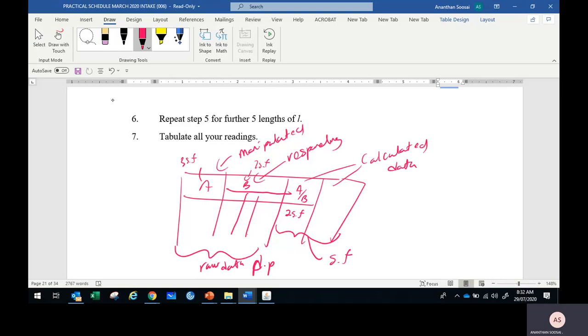And always, without fail, Cambridge always needs 6 sets of data. If you go less, you lose marks. Go more, it's time consuming. If you have time, you can go for more. But whatever it is, one anomalous is allowed. Only one anomalous.